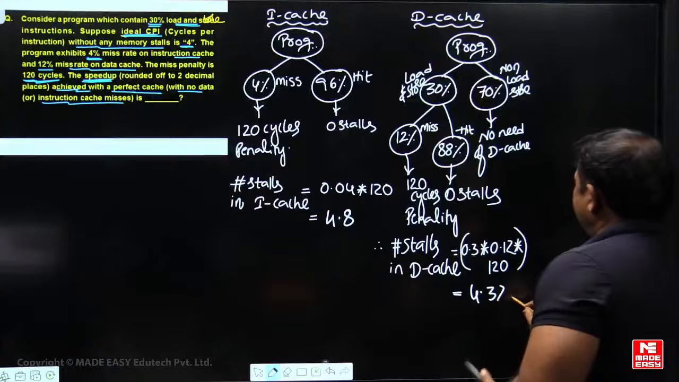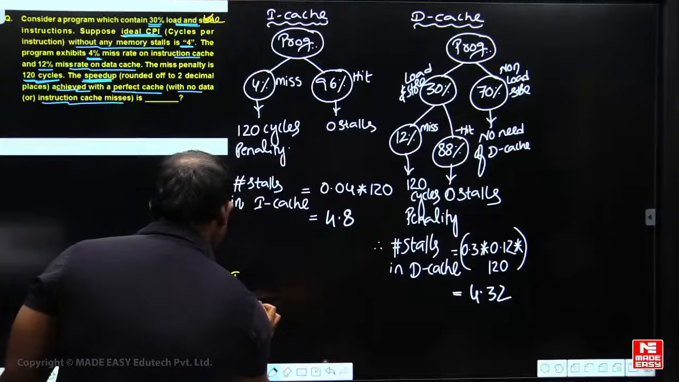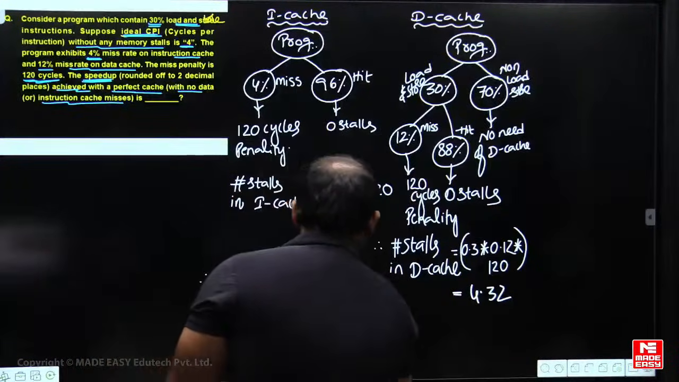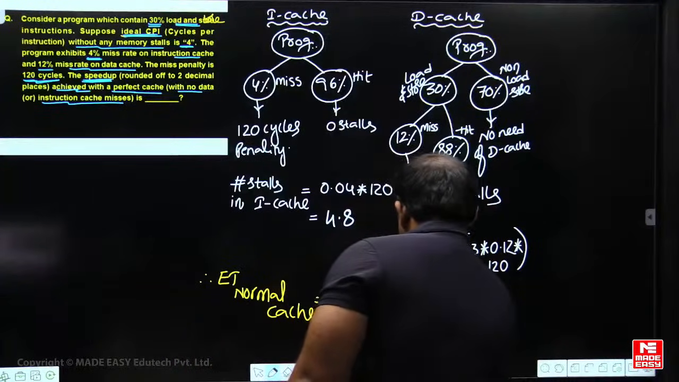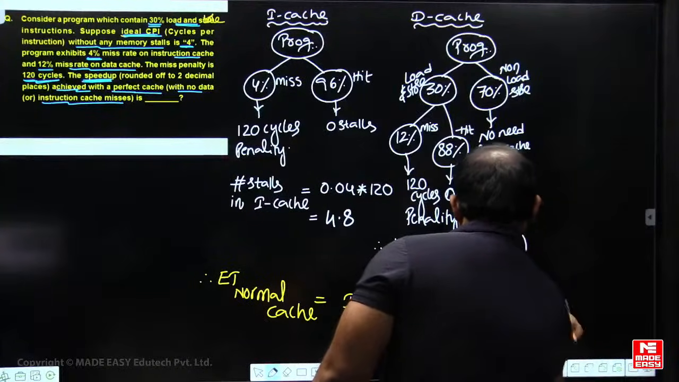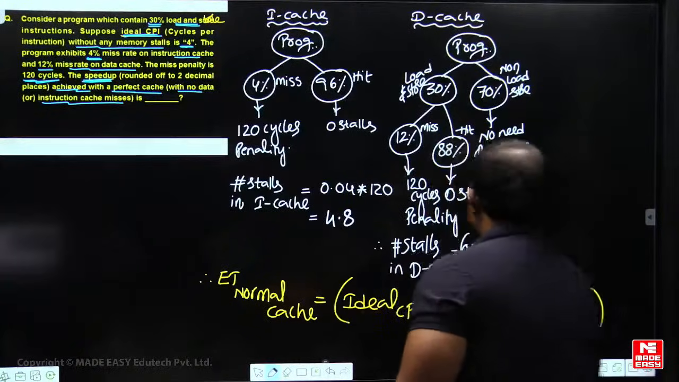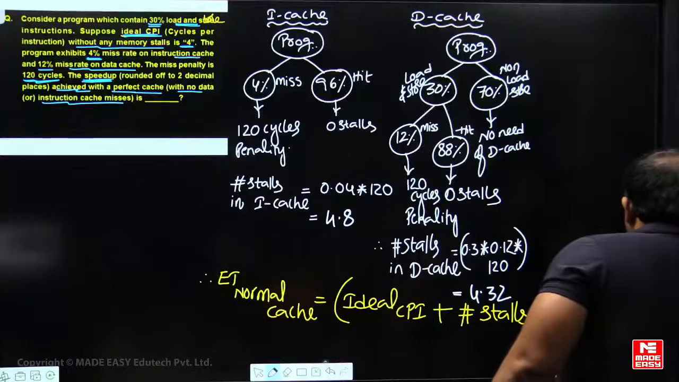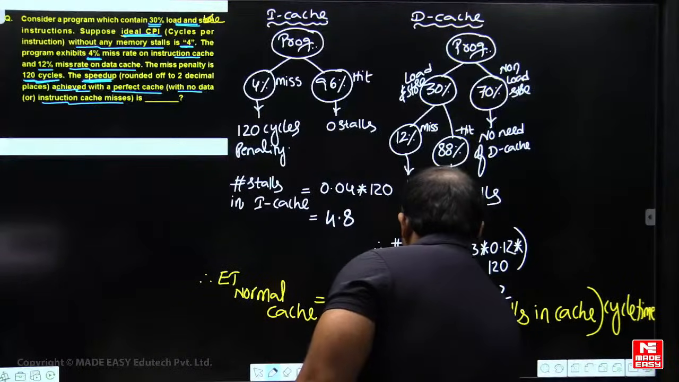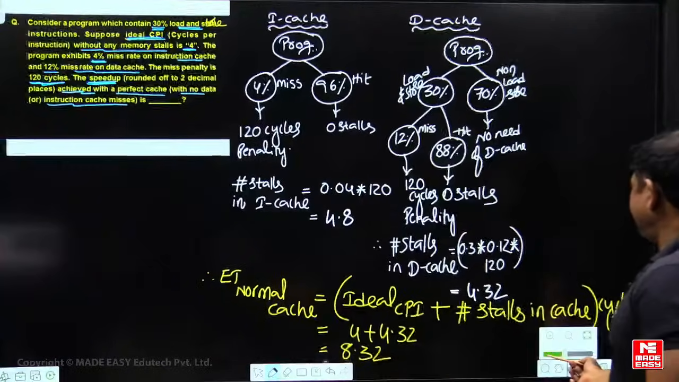Therefore, execution time of normal cache with miss is ideal CPI plus number of stalls in cache into cycle time. Cycle time is not given. Therefore, no need to take the cycle time. So 4 plus 4.32, that is 8.32. This is the normal cache execution.